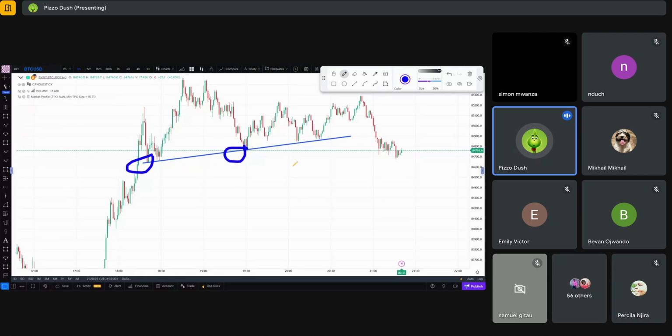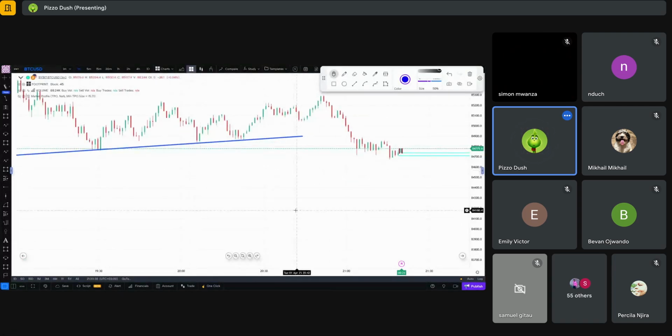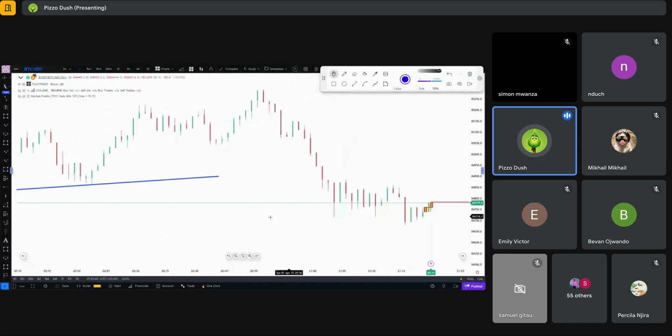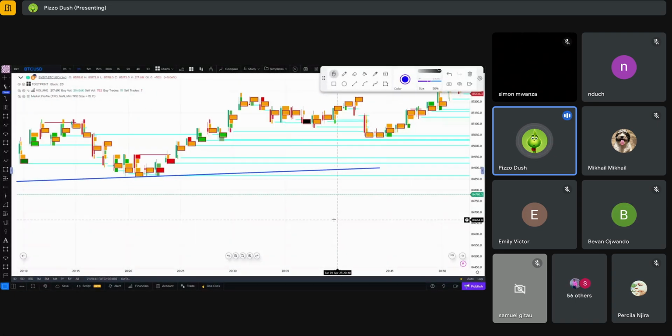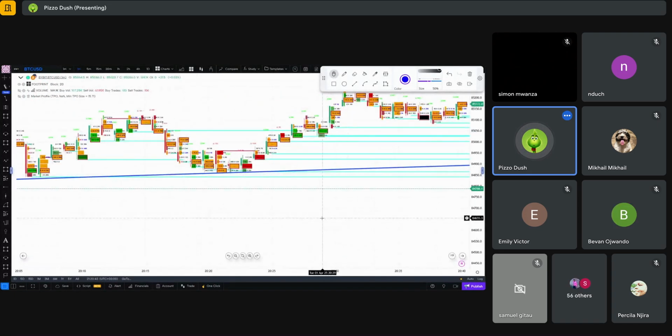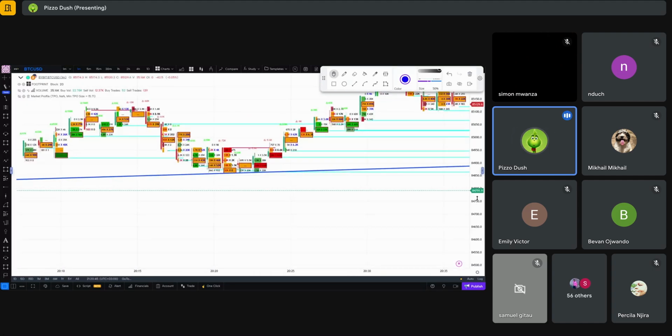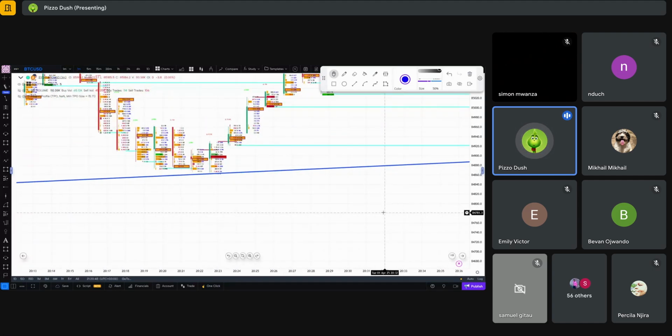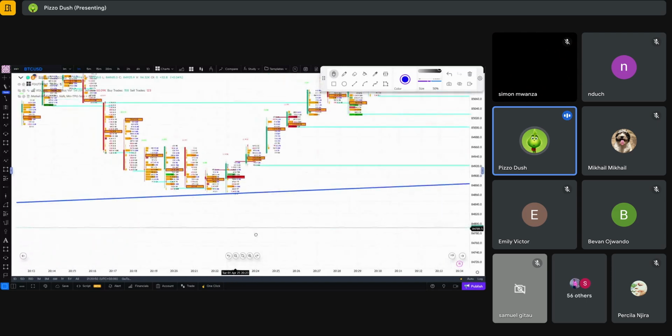So on the third touch, we are supposed to look for what? We're supposed to look for buy positions. So on this touch specifically, tunafaa kuona nini? A lot of buyers compared to sellers. So you just go to your footprint charts and start looking for buyers, not sellers. In case kuna a lot of sellers at that zone, you don't take that trade. But in case kuna a lot of buyers on that zone, you can comfortably take that trade.